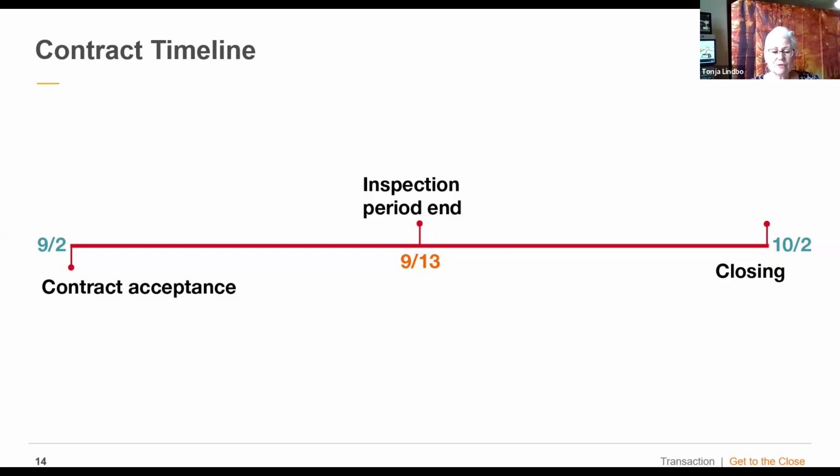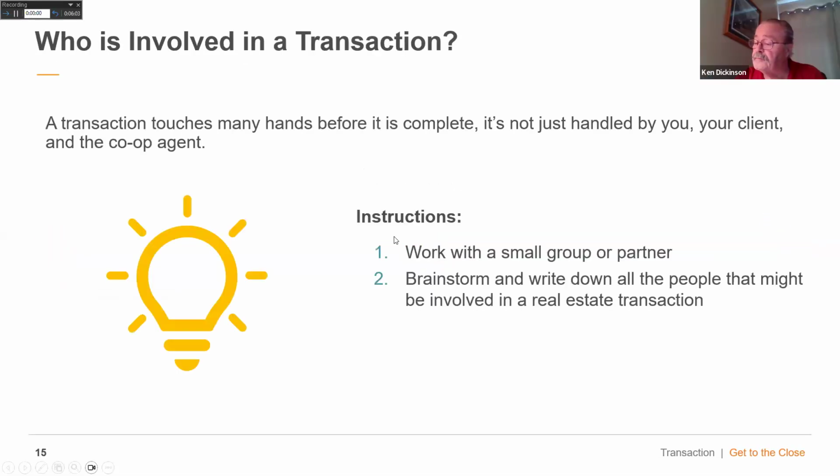Any questions so far? Not yet. Okay, so who all will you be communicating with during your transaction?